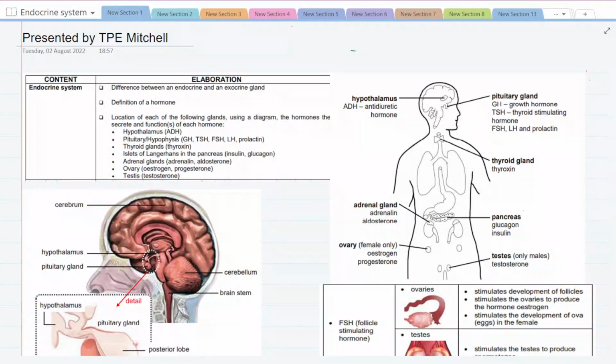Now let's have a look at the location of these endocrine glands in the human body. Very important to be able to identify them, starting with what is known as your hypothalamus. This is your hypothalamus. It is somewhere above the pituitary gland, and this is how it looks. And normally the hypothalamus works together with the pituitary gland.